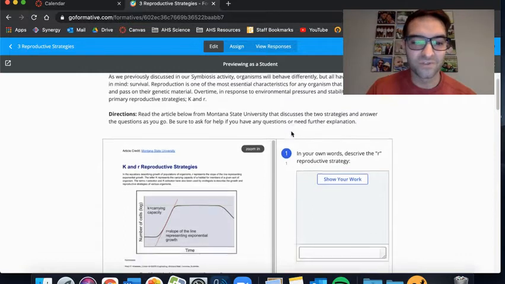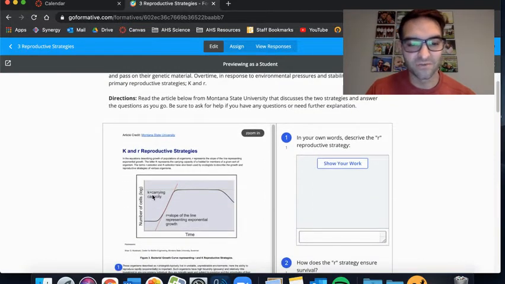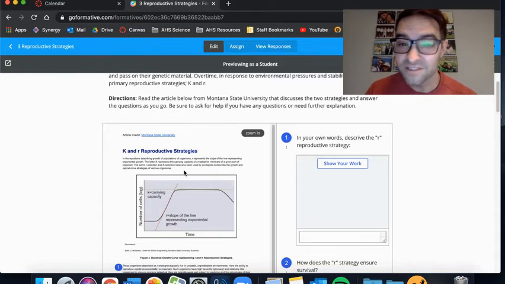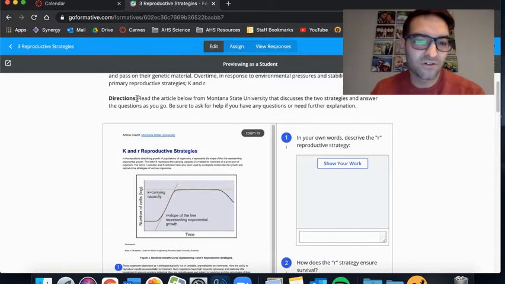And K, and I'll kind of show it here with this graph, is referencing the carrying capacity. So the characteristics of the K reproductive strategy are related to carrying capacity, where the R reproductive strategy is really about exponential growth. The names are a little bit weird, but K and R are two different strategies. Today we're going to learn the differences and identify the pros and cons of the two through this article.